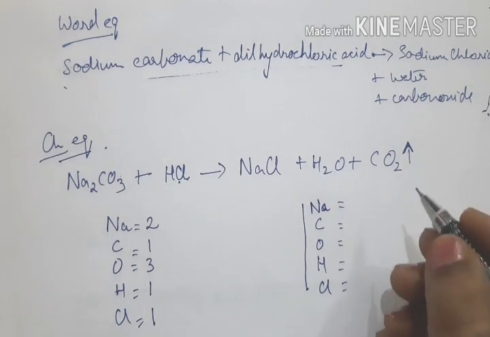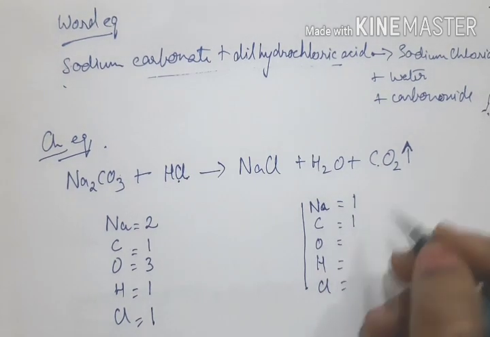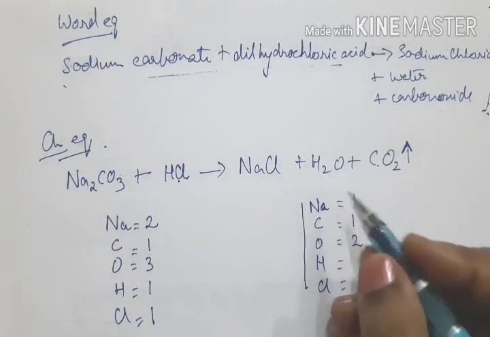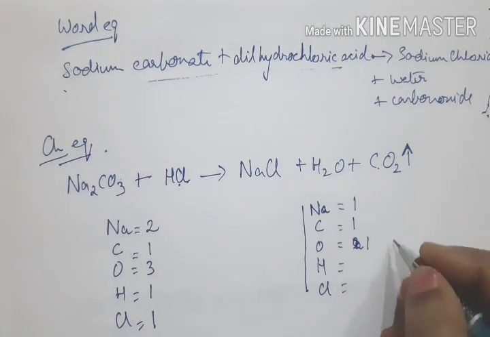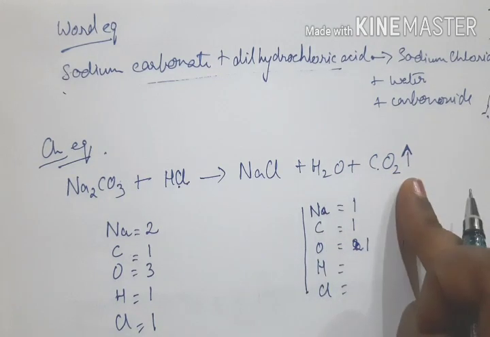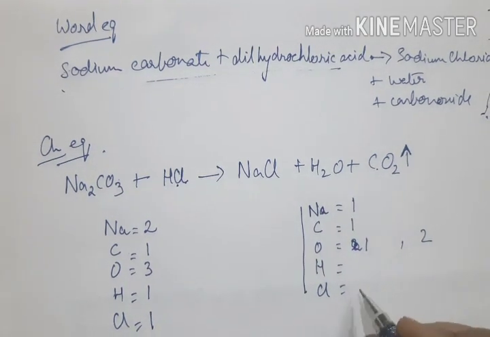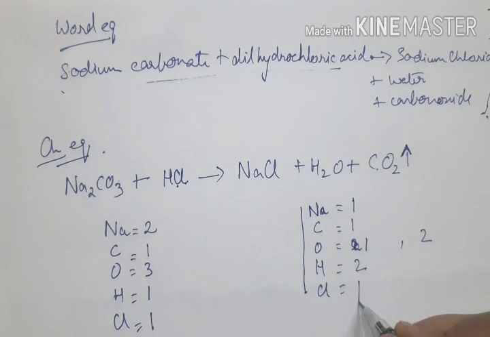That is the reactant side. On the product side, sodium is 1, carbon is 1, oxygen is 1 in water and 2 in carbon dioxide, and hydrogen is 2 and chlorine is 1.